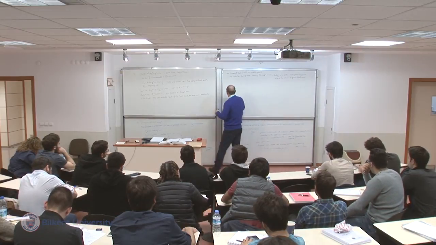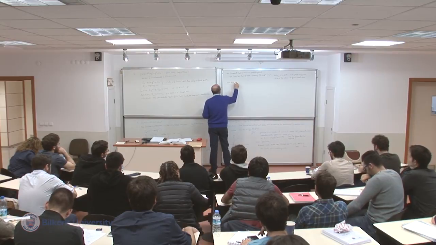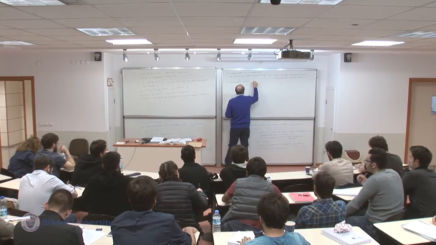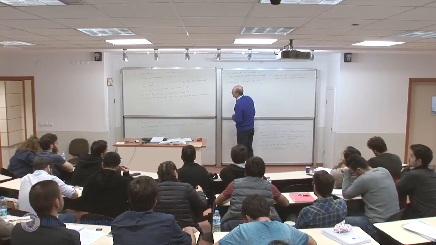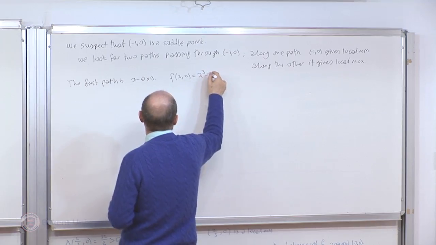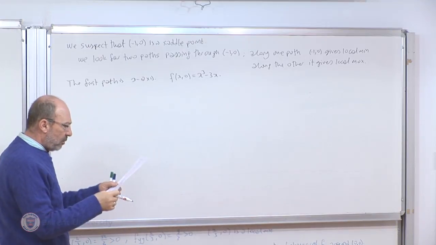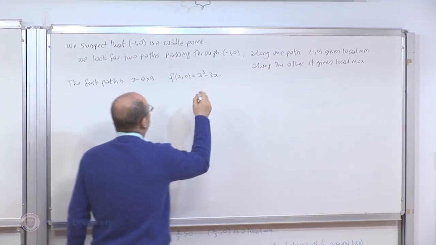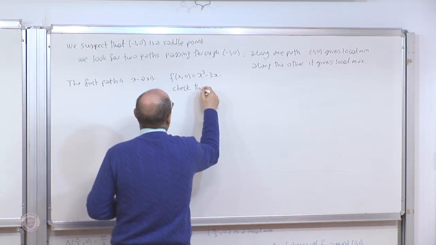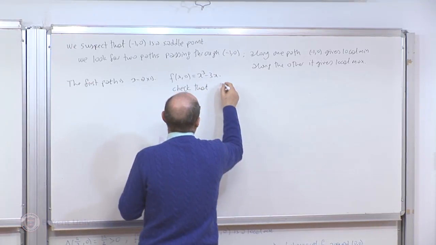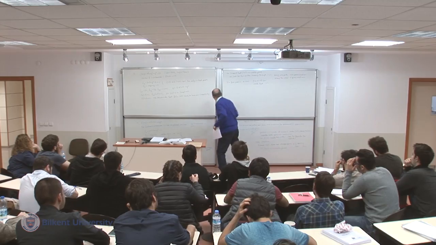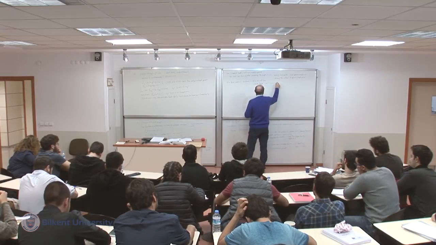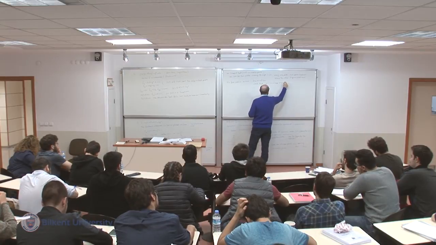Okay, so the first path is the x-axis. Then f of (x, 0) becomes x cubed minus 3x. Okay, so this is a one-dimensional thing. Since I want to give time for the quiz, check that. So x equals -1, of course. x equals -1 is a local maximum here.